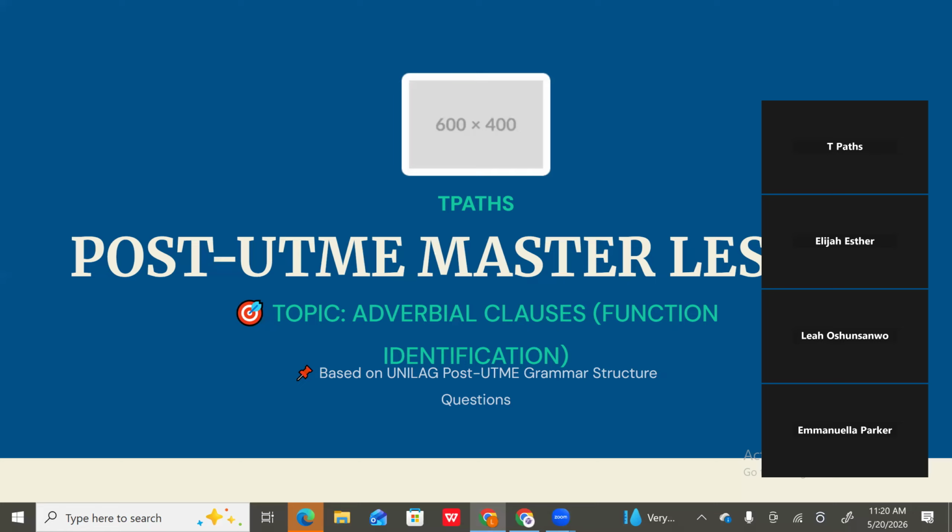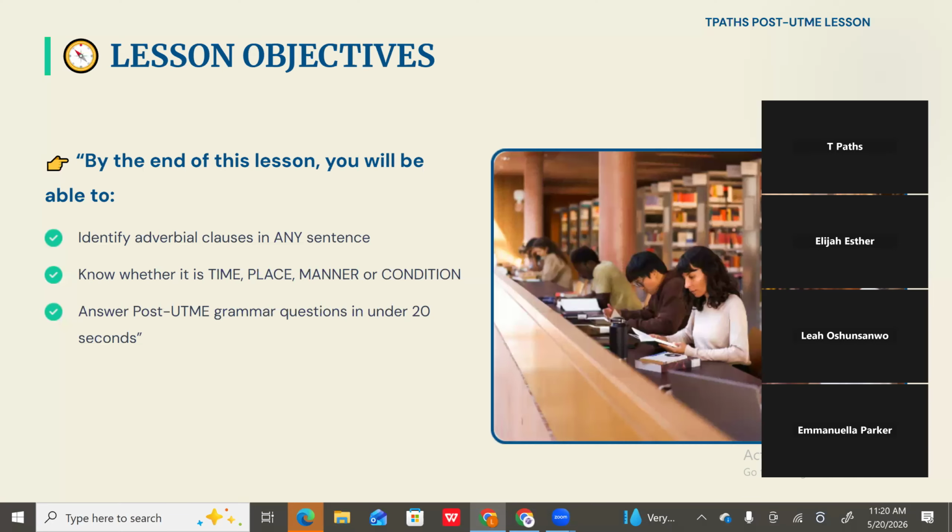So you'll be banking on these marks, answering in under 20 seconds. By the end of this lesson, you should be able to answer them correctly in a glimpse of 20 questions. So let's move on to the lesson's objective. By the end of this lesson, you should be able to identify adverbial clauses in any sentences.